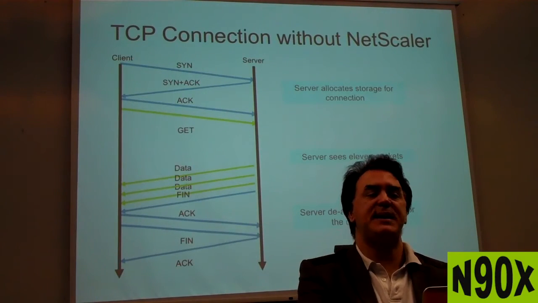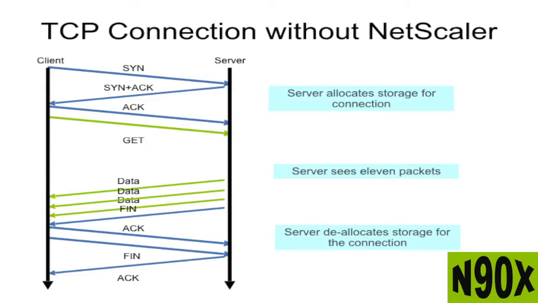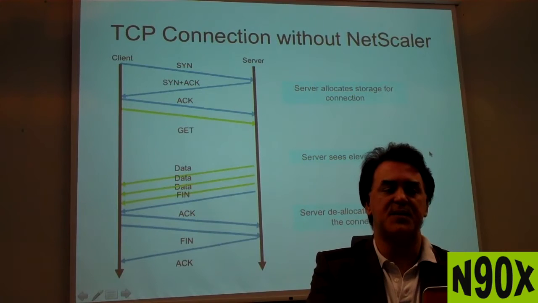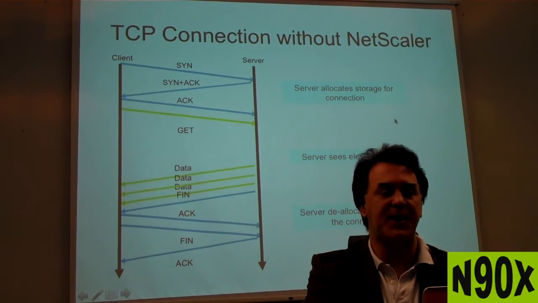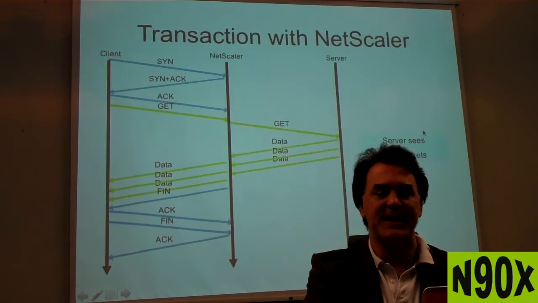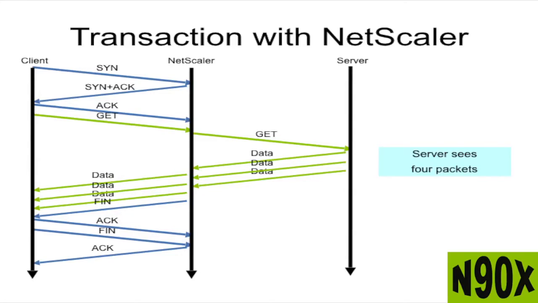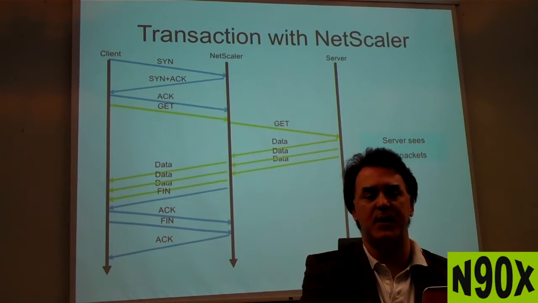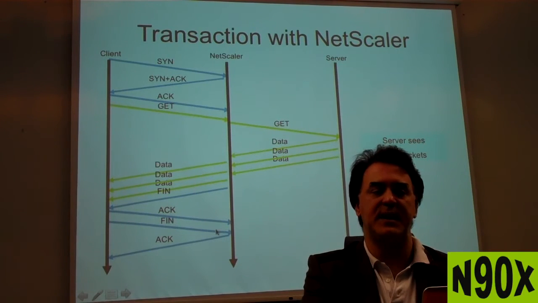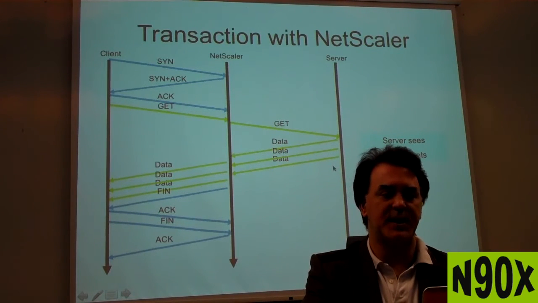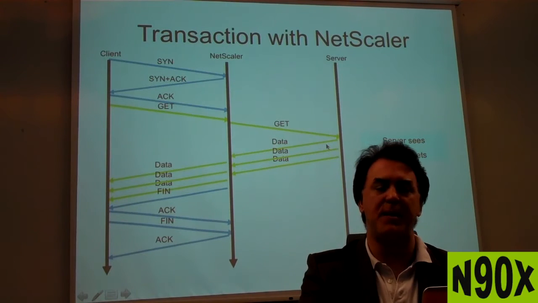So a typical TCP connection without the NetScaler, this is what the wire looks like when you're talking directly to a server. Let's say the server sees 11 packets to send some data. Open the connection, send the data, close the connection. But with the NetScaler sitting in between, you can think of it as acting as a proxy in a way, and it proxies that connection. So really, the NetScaler sees all 11 connections, but the back-end server only sees one. It sees the GET request, and then the data gets sent from the server that needs to be sent. So right there, you're offloading this load to the back end.